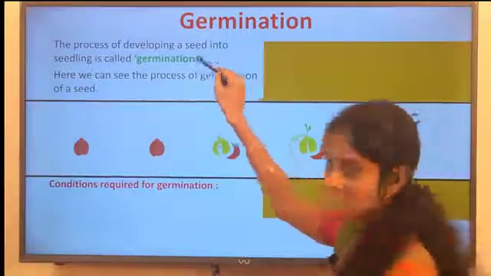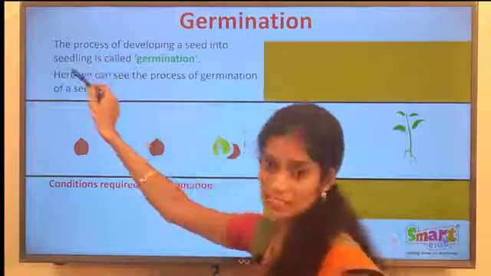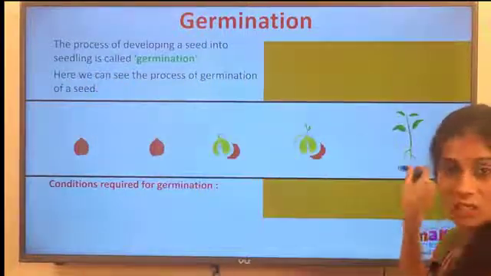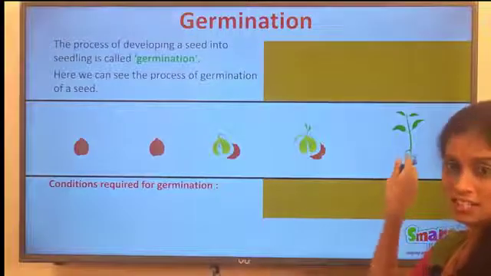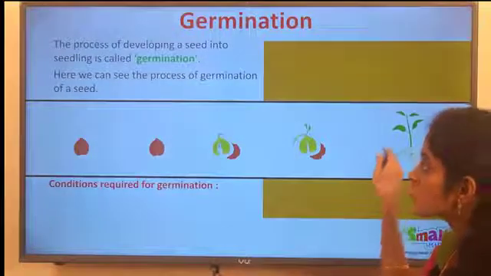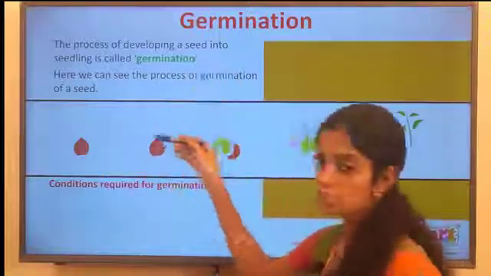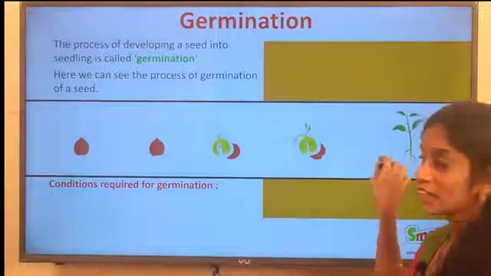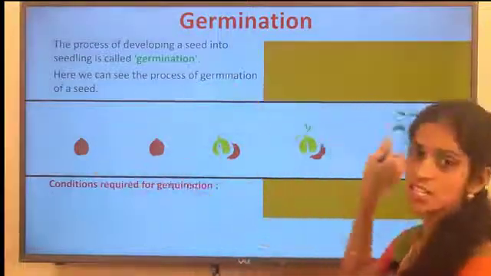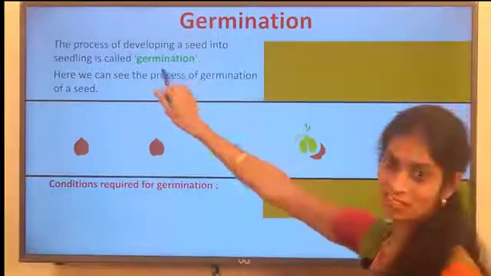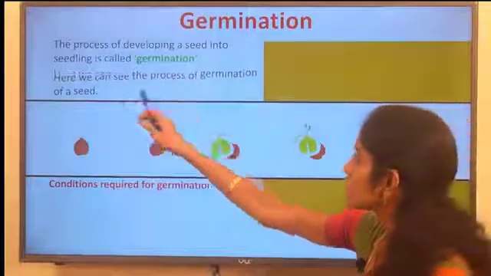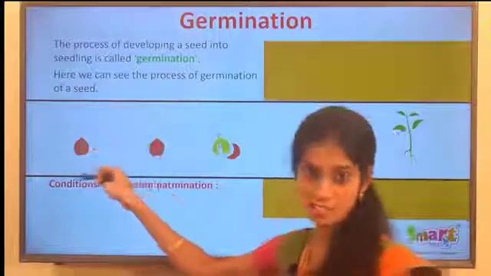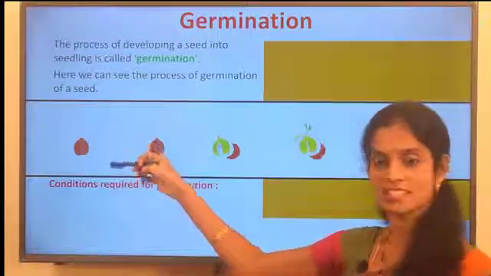We discussed the seed. Then what is this seedling? It is none other than the young plant. What is that? A new plant, that is called a seedling. So the seed grows stage by stage and becomes a young plant, and that total process is called germination. Okay children, here we can see the process of germination. First of all, we will sow the seeds in the soil. Then you will water the seed.